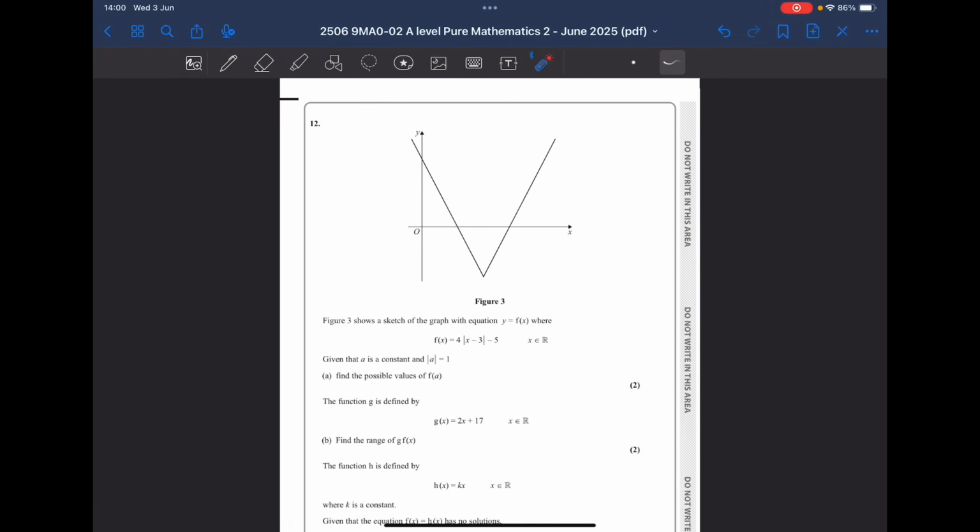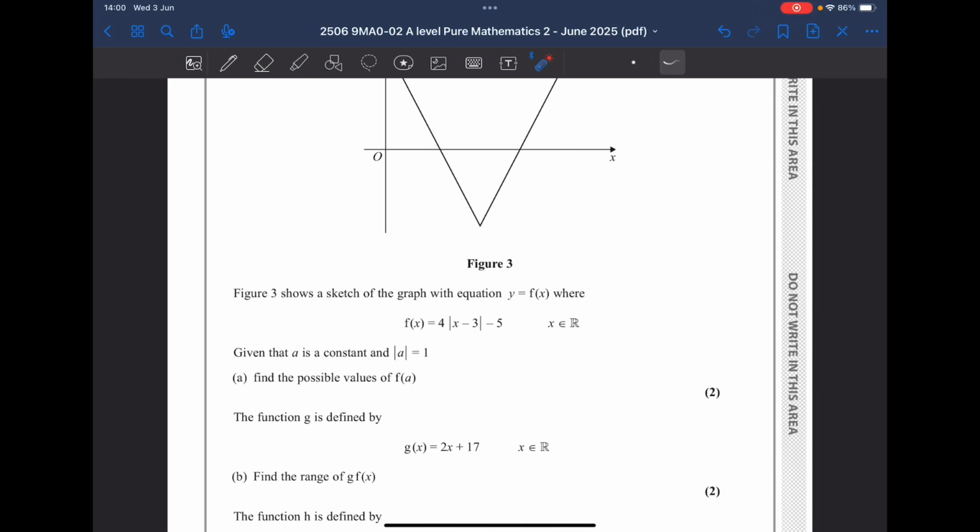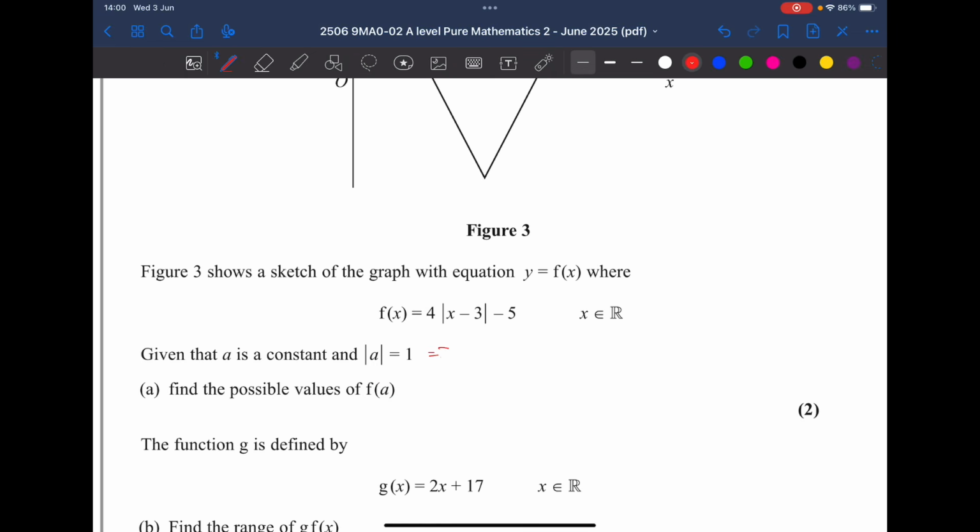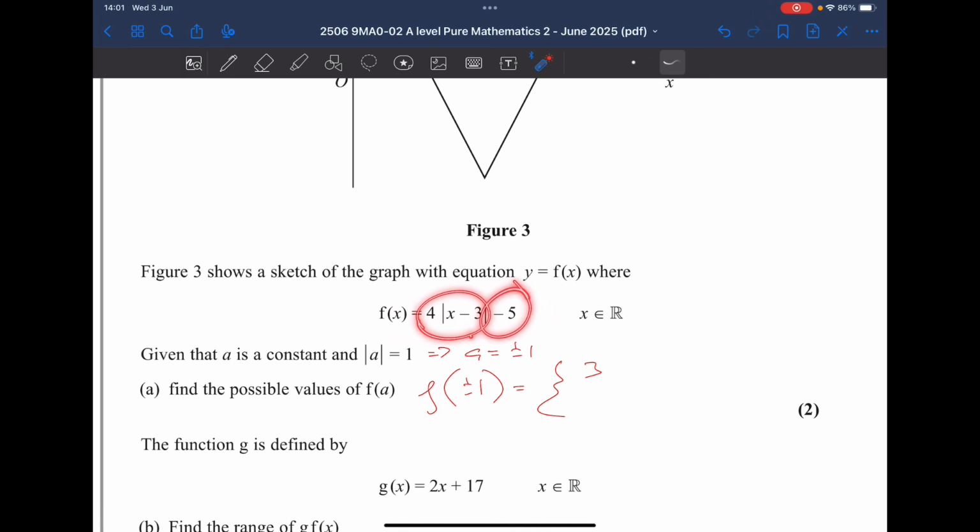We got this modular stuff, 4 lots of mod of x minus 3, minus 5. Given that a is a constant and mod of a is 1, find the possible values of f of a. Well, what this tells us, a is plus or minus 1. So we need to do f of plus or minus 1. If it's plus 1, 1 minus 3 is minus 2, modular that, 2, times by 4, 8, take away 5, 3. If it's minus 1, take away 3, minus 4, modular that's 4, times by 4, 16, take away 5, is 11.